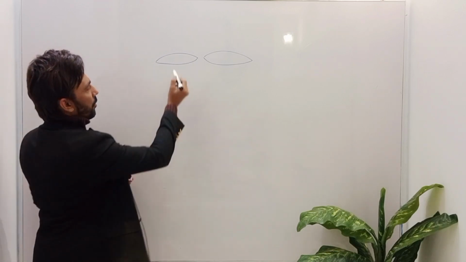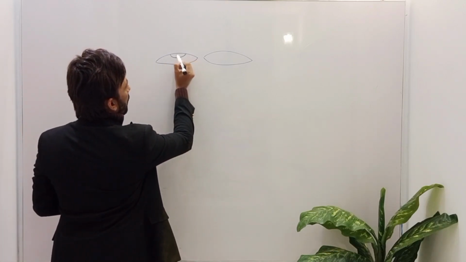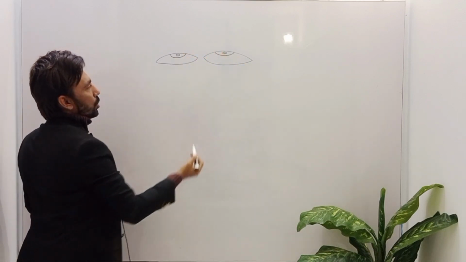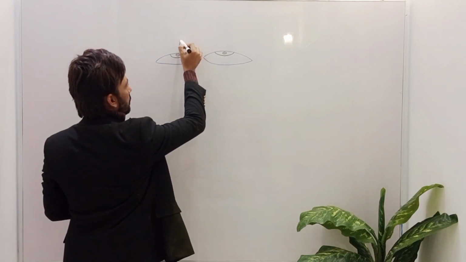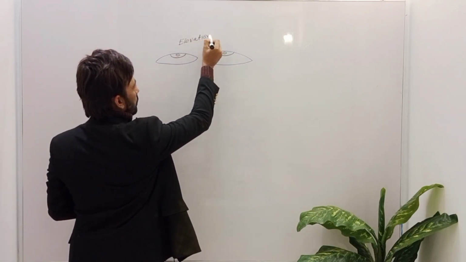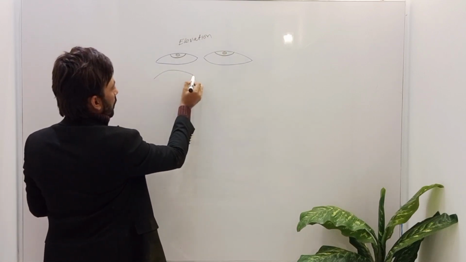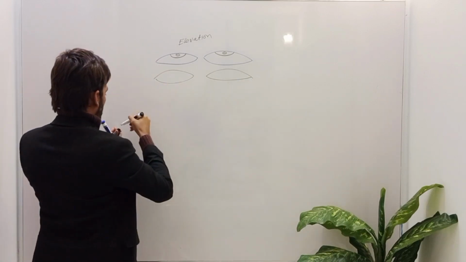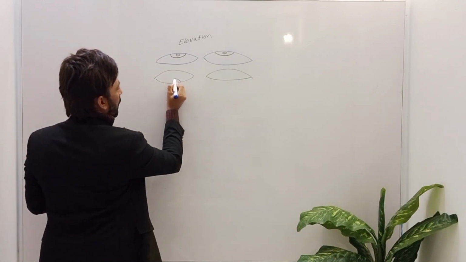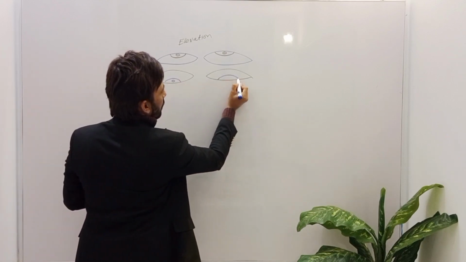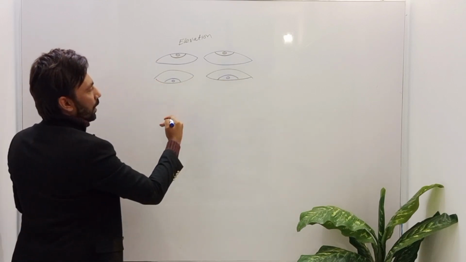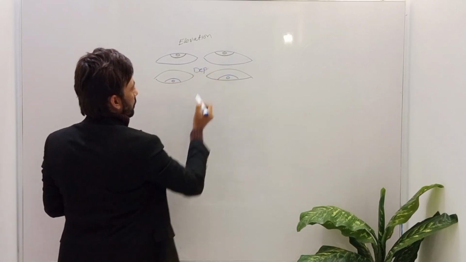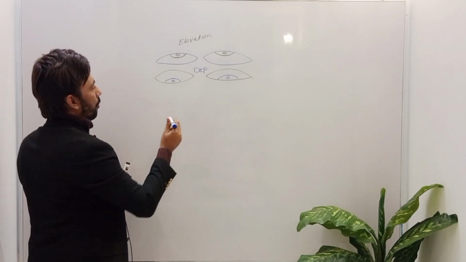If both eyes are looking upward, as you can see, this is elevation. Again, if these two eyes are moving downward, looking downward, this is depression. This is also a version movement.